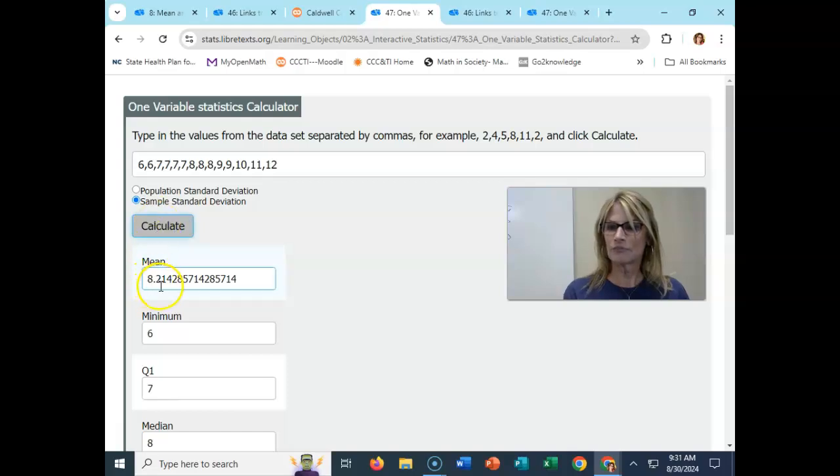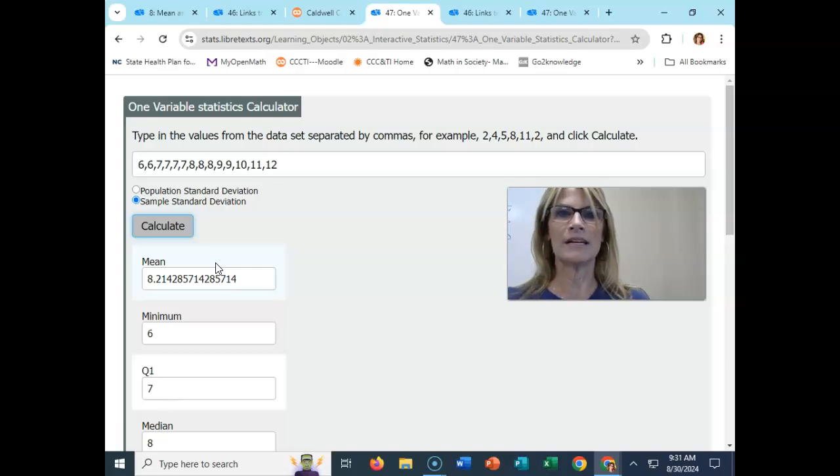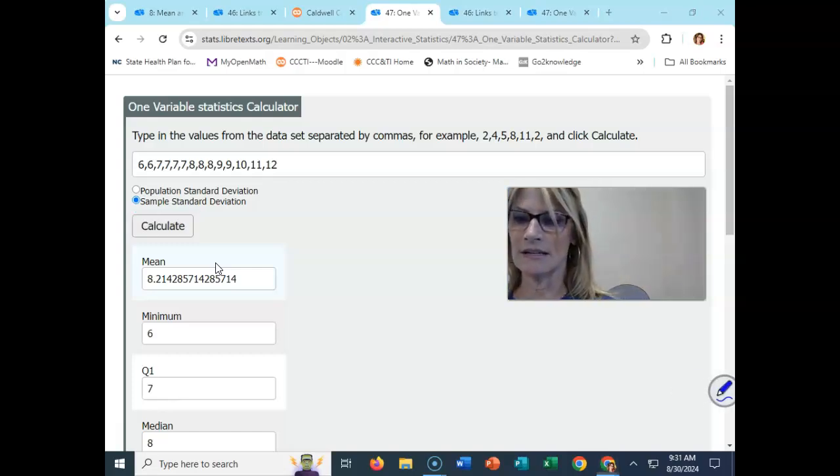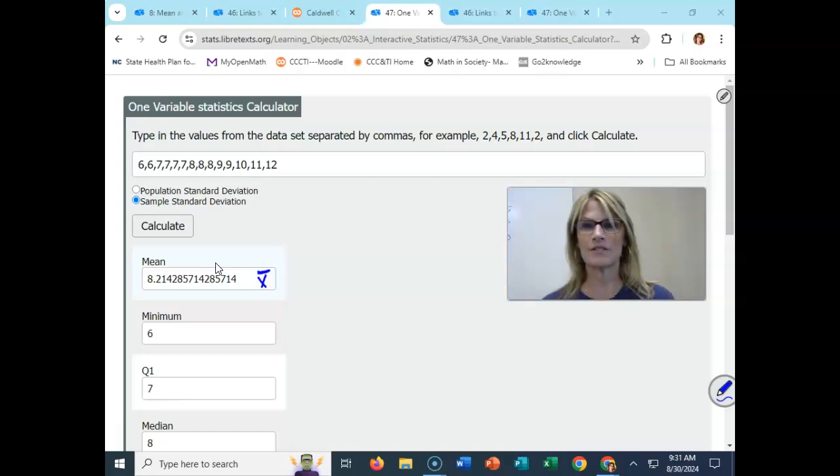Calculate gives us the mean. If you want the symbol for a mean, the symbol for a mean is x with a bar over it. So that's the symbol that we would use for a mean.